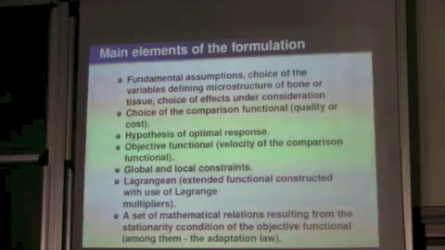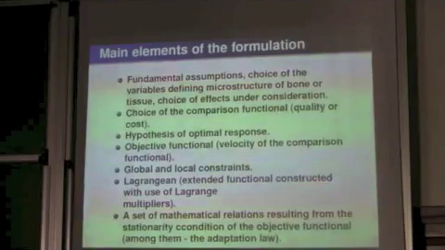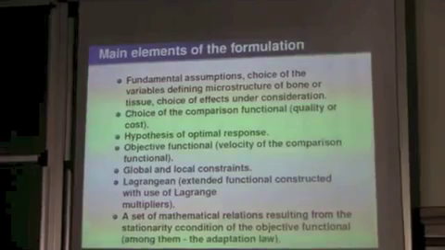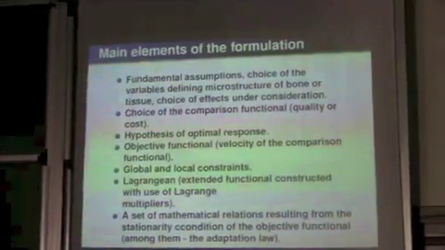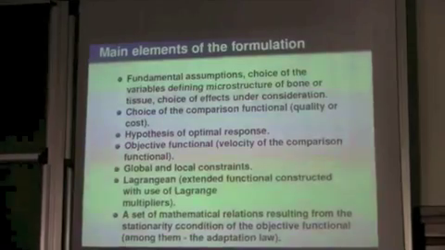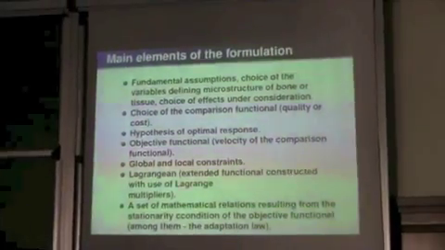Okay, so of course we have to make some fundamental assumptions. That means we have to choose the variables that are used to describe the microstructure of bone, or density of bone, or whatever we want. The orientations of these small beams, we call them trabeculas, the density of them, and so on.